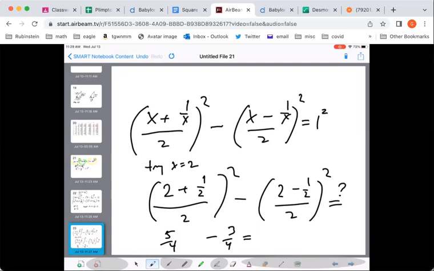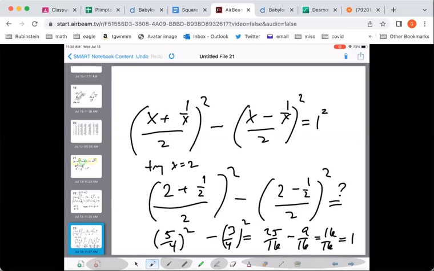I got myself so confused. What happened there? Hold on. 2 minus 1/2 is 3/2, and halved is 3/4. So weird. 5/4 minus 3/4. Did you get to square them both? Thank you. 25 over 16 minus 9 over 16 equals 16 over 16, which does equal 1.